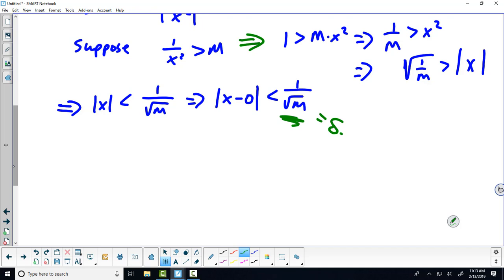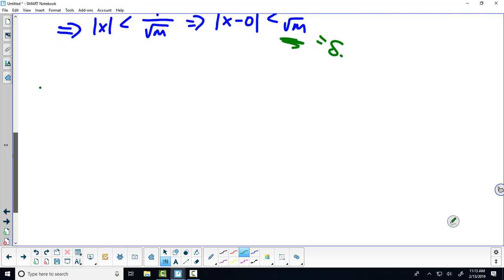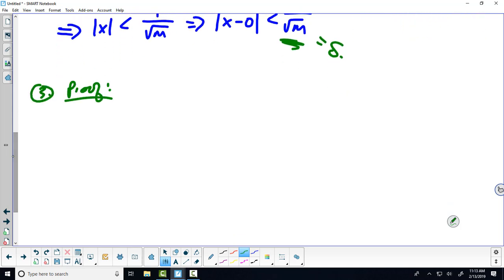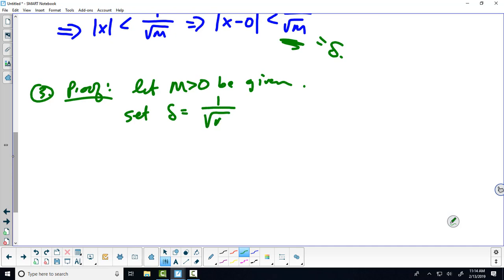Okay. All right. So here's our proof. Okay. Let m be given. Somebody gives you a big quantity. You're going to set your delta equal to 1 over the square root of m. If m is a big quantity, what is 1 over the square root of m? It's a very small quantity, right? Which is sort of what you would expect.